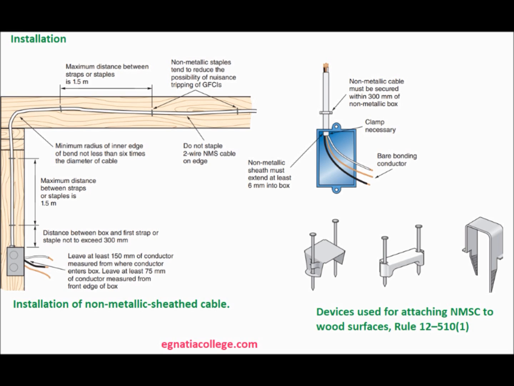The cable must be strapped or stapled not more than 300 mm from a box or fitting. The intervals between straps or staples must not exceed 1.5 meters. The cable must be protected against physical damage where necessary. The cable must not be bent or stapled so that the outer covering or the wires are damaged. The cable must not be used in circuits of more than 300 volts between conductors.